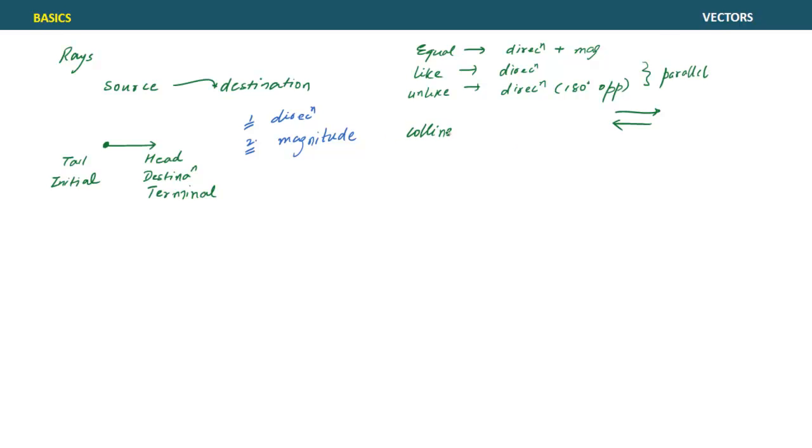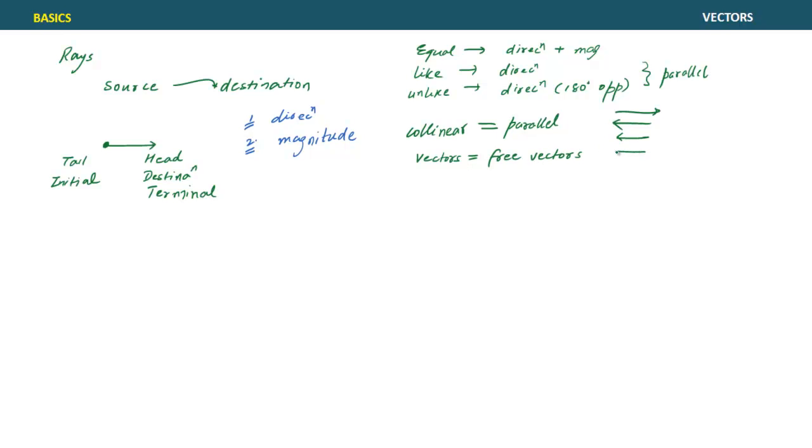What will be collinear then? Collinear, in the form of vectors, is nothing but equal to parallel vectors. Why do we call them parallel vectors? Because vectors are generally free vectors. That means you can move them on the plane. So I can move this; it is again the same vector, same vector, same vector.